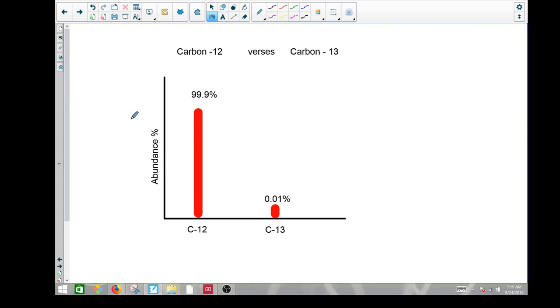So let's look at carbon, for example. On Earth, we have carbon 12 and we have carbon 13. Now, what is this notation meaning again? When we're looking at this, we're trying to describe a couple of things about carbon. What do we think the 12 means?